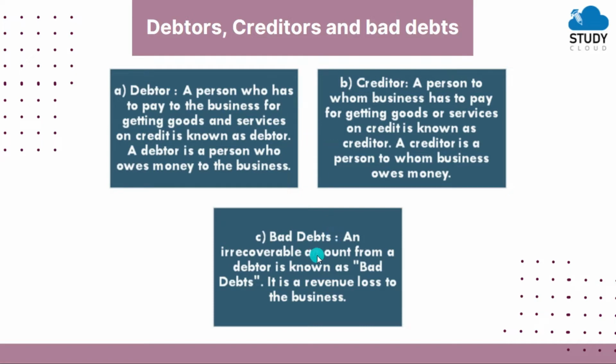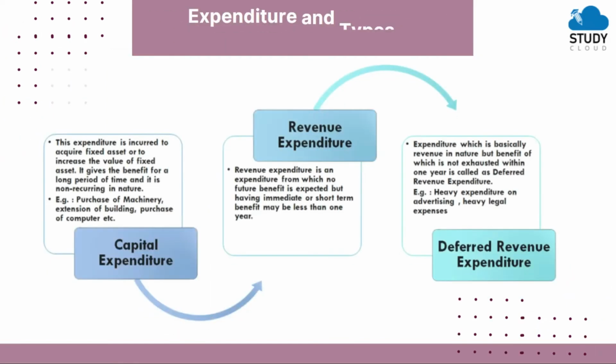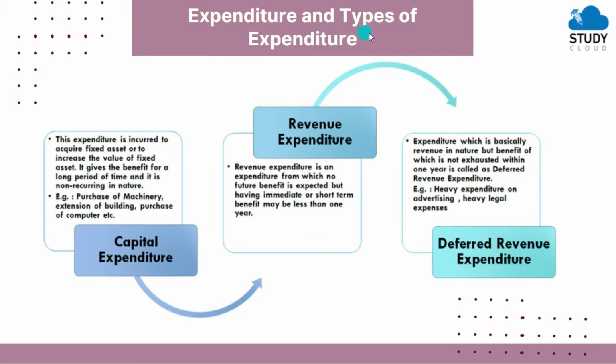Then bad debts. If you haven't received any amount in that particular financial year, for example, you are a businessman having a smartphone shop, you have sold one smartphone to a person and that person didn't pay you cash or didn't pay you any amount, that amount is known as bad debts, because that is a loss for the business, and it is also known as irrecoverable amount.